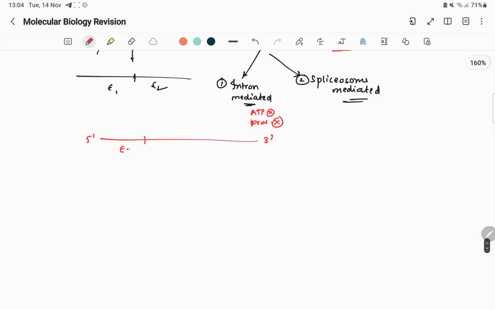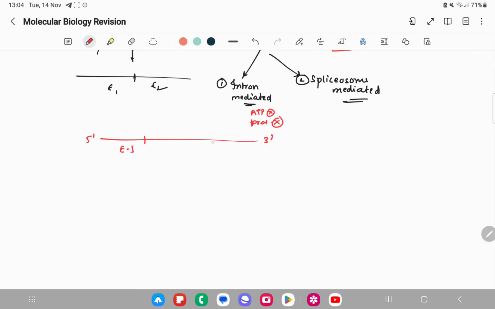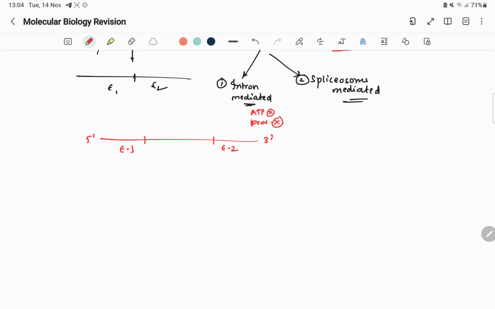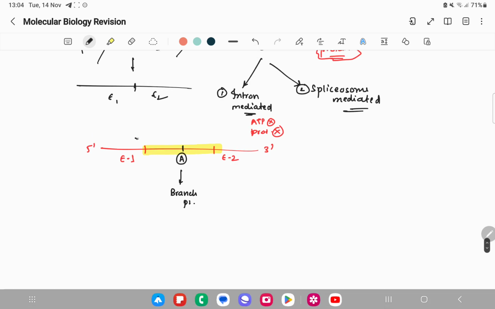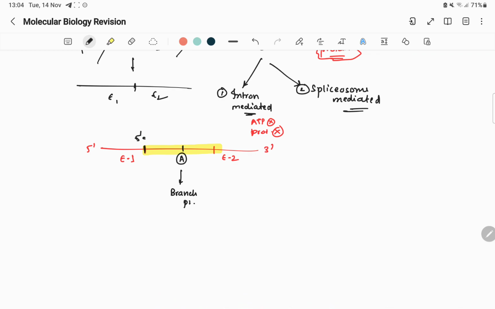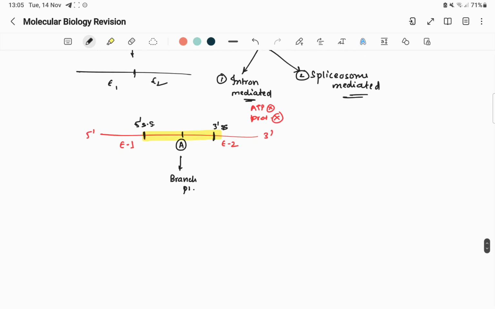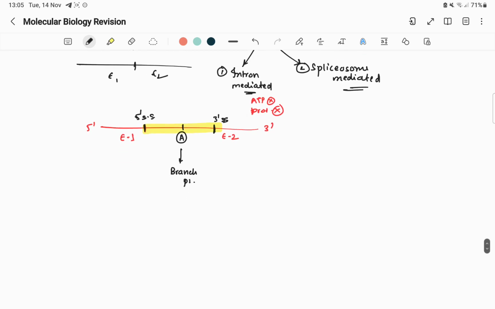Let's say here is one exon E1, and here is another exon E2, and here we have the intron present over here. Here we have a branch point containing adenine. This is called the branch point. This sequence is called the 5' splice site, and this is called the 3' splice site.